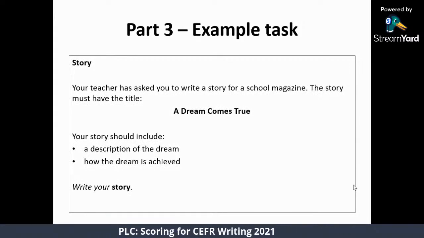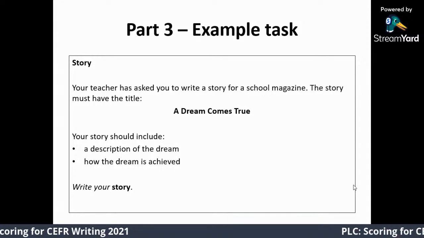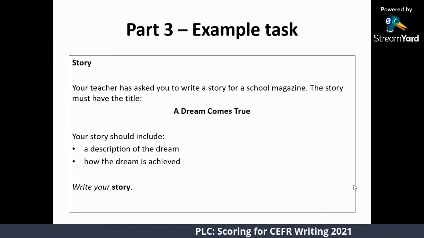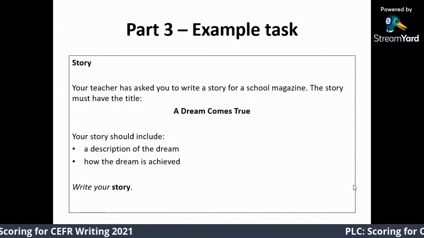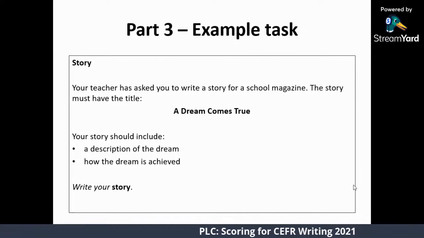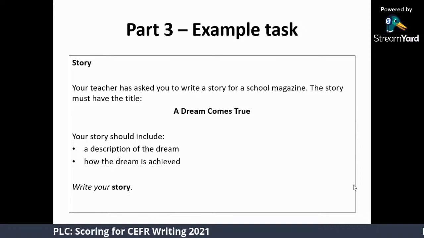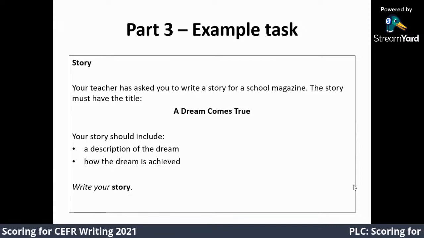And sorry, not 3, we have just finished 2, right? One was the review and another one was the article. Sorry. Okay, so this is the story, descriptive writing. Okay, your teacher has asked you to write a story for a school magazine. The story must have the title. Okay, here the title is given, but if you look at our textbooks, sometimes the first line will be given. Okay, begin your story as follows. So here I dare not comment.